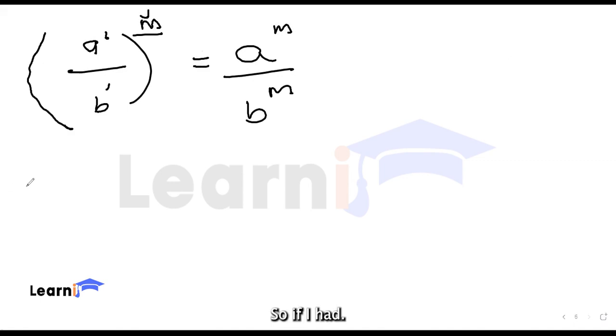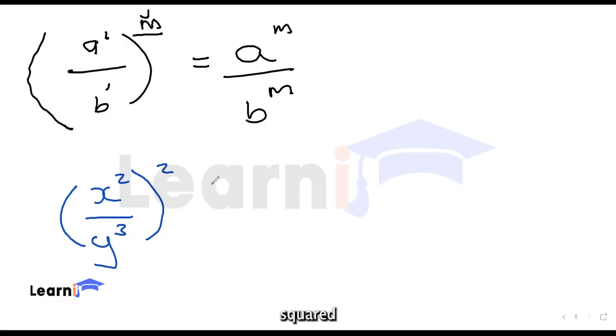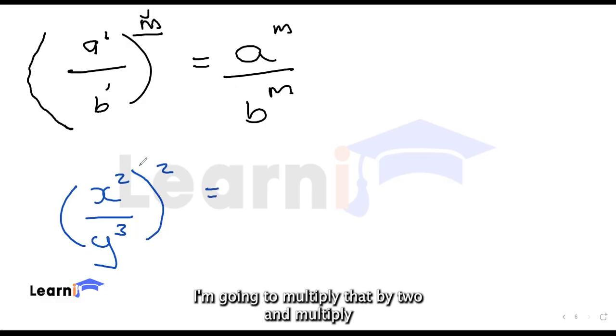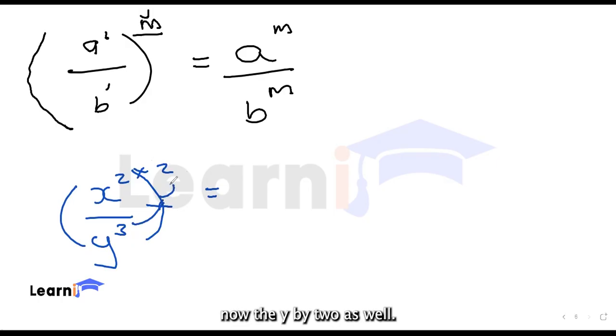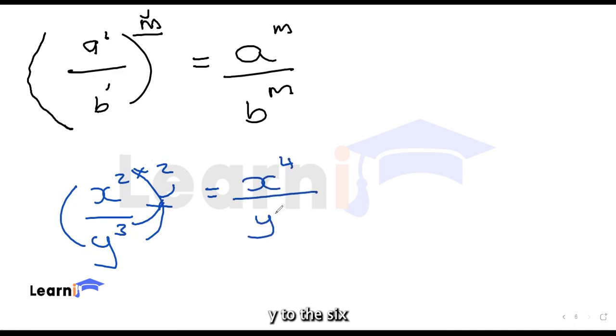Okay, let's do an example of that. So if I had x squared over y cubed, all raised to the 2, I'm going to multiply the x's exponent by 2 and multiply the y's exponent by 2 as well. This would become x to the 4 over y to the 6.